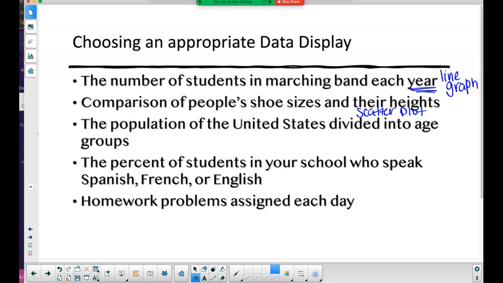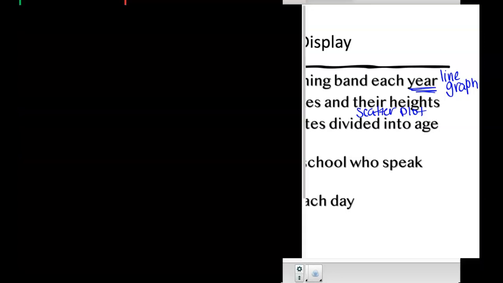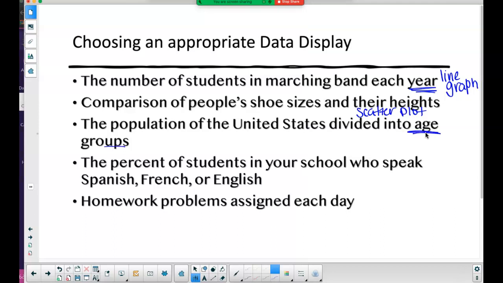The population of the United States divided into age groups. What do you think we should use there? If we're dividing it into age groups, like 10 to 19, and age 20 to 29, and age 30 to 39, and age 40 to 49. Izzy, what do you think? Histogram? That would be a histogram. Because we're dividing it into age groups, we're going to use a histogram, when you have those groups of people.